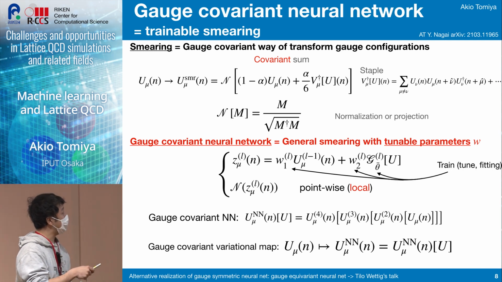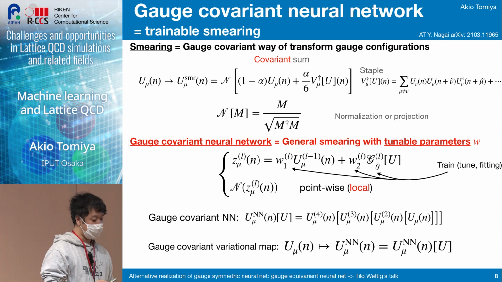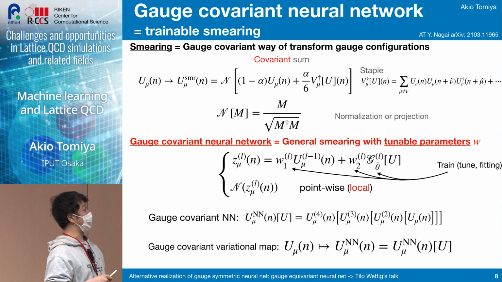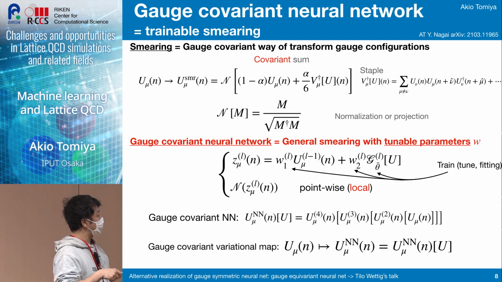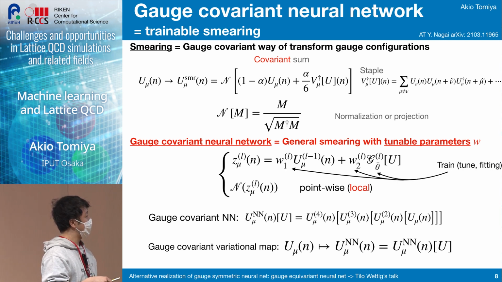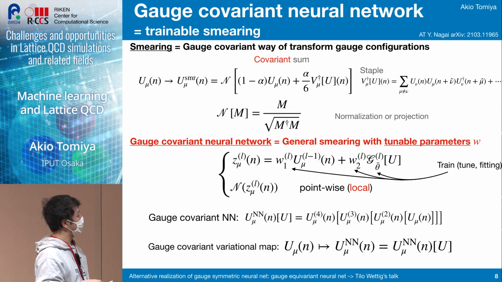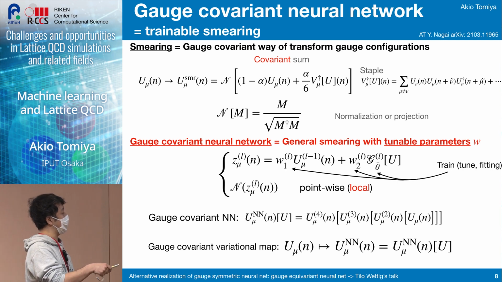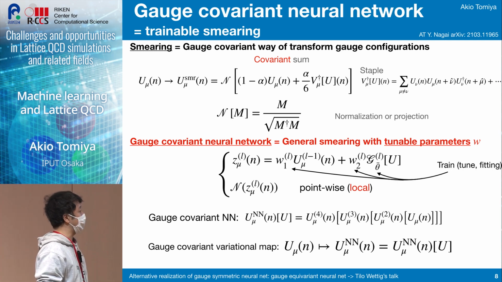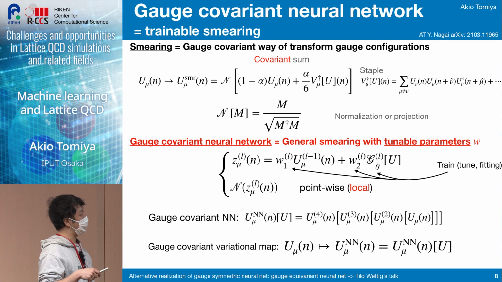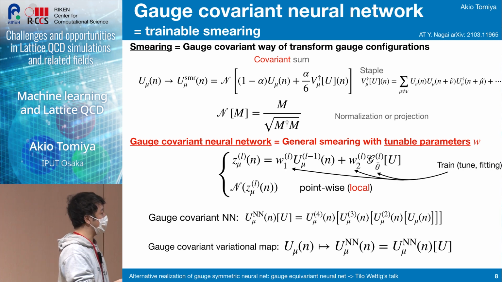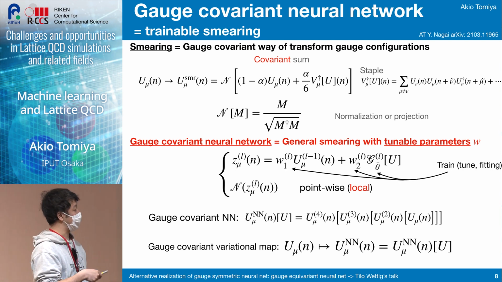And we found that we can tune this parameter by backpropagation, which is used in neural network training. Actually, a neural network and smearing have a similar structure. First, we sum up the input data and transform it non-linearly pointwise, and then we get the output. So we can use that same idea for this new type of neural network. We call this a gauge covariant neural network, which parameterizes the map from gauge configuration to gauge configuration. And of course, we can stack this structure as in usual smearing.